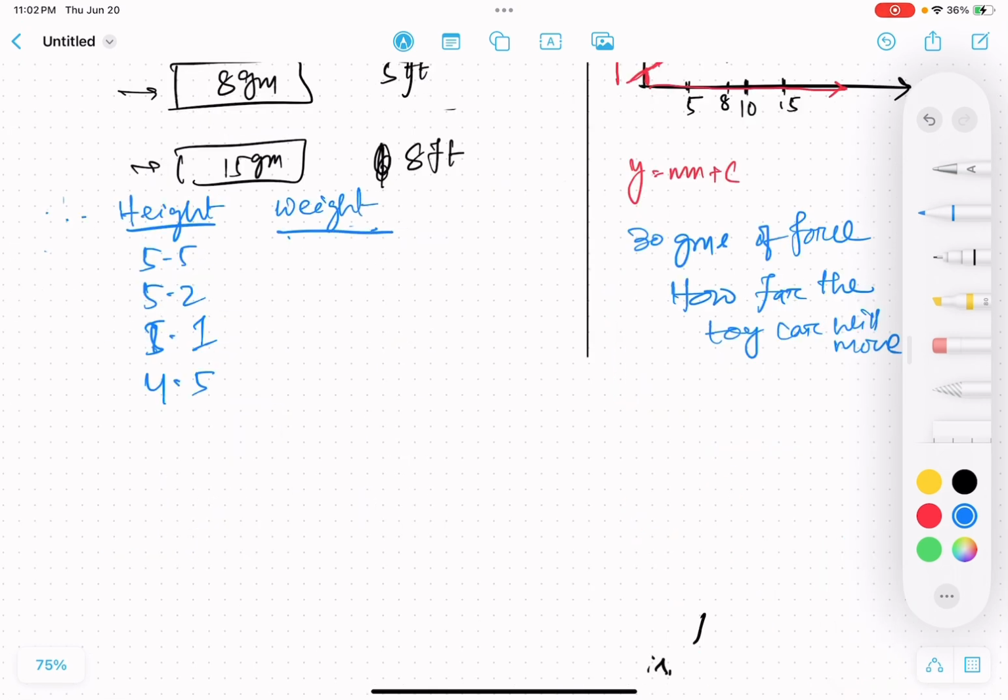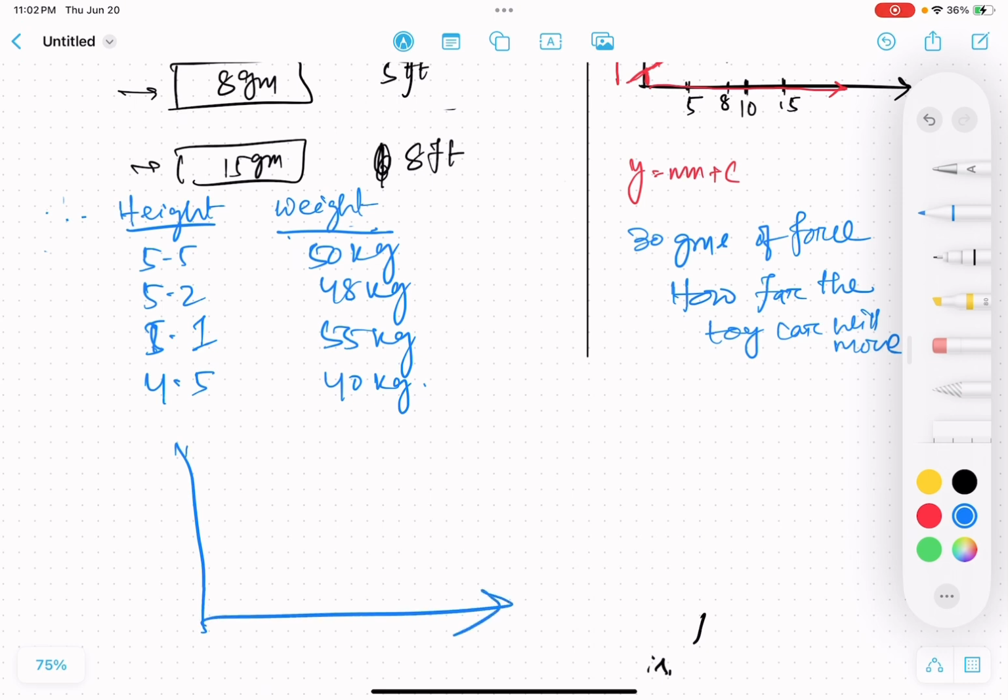Or you can say there is a classroom where there are students with their height and weight. So let's say 5.5 feet, weight is let's say 50 kg. Let's say this one is 48 kg. Let's say this one is 55 kg. Let's say this one is 40 kilos. Now we can draw these data points on a graph like height and weight, right? So we'll see these data points in a scatter plot.